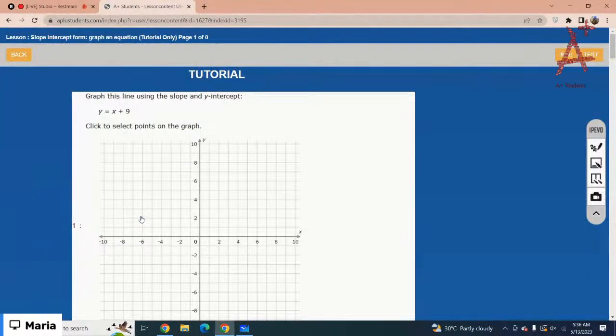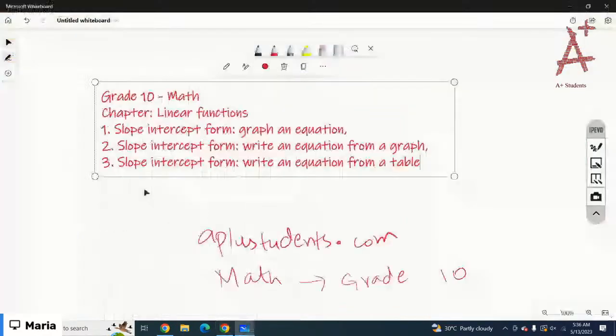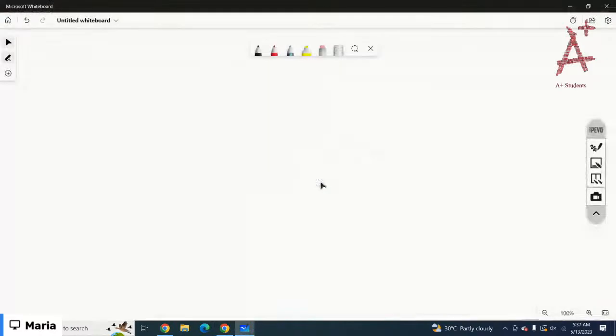Graph this line using the slope and y-intercept. We are given the equation y equals x plus 9. So we need to graph the equation. How do we graph the equation? Let's compare this equation with the general form. Let me write it down on the board. It is y equals x plus 9.